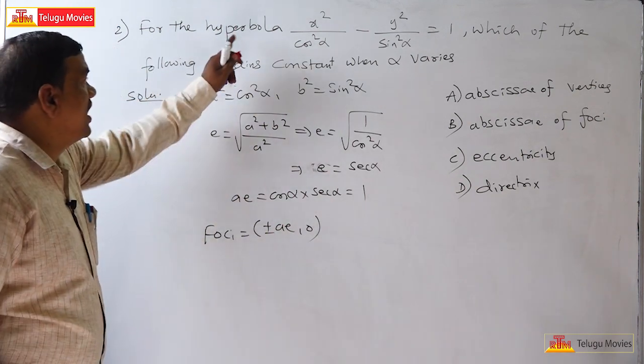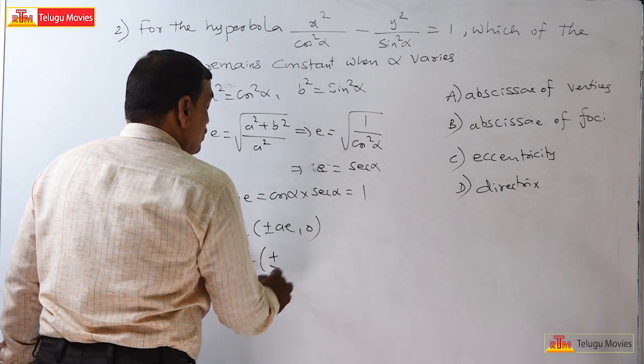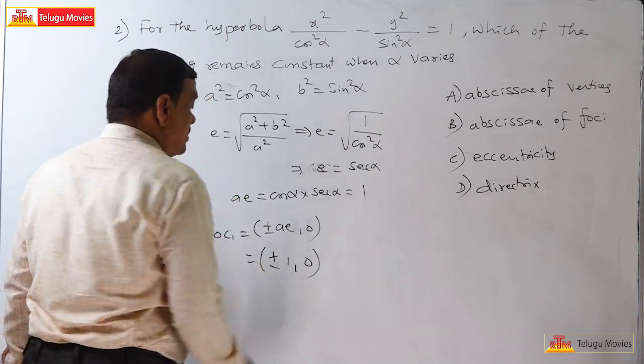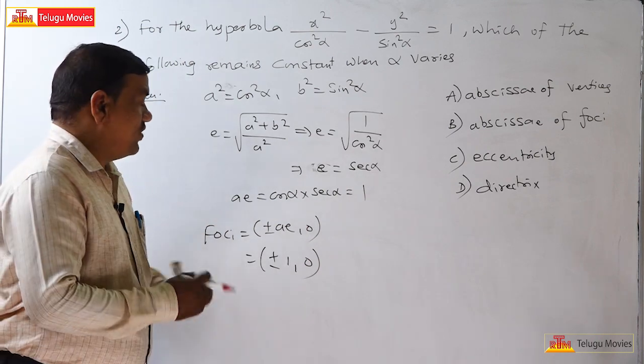What is the foci of the hyperbola? Plus or minus AE comma 0. So, this is equal to plus or minus 1 comma 0. AE value is 1, A comma 0. Understand? So, very, very easy problem.